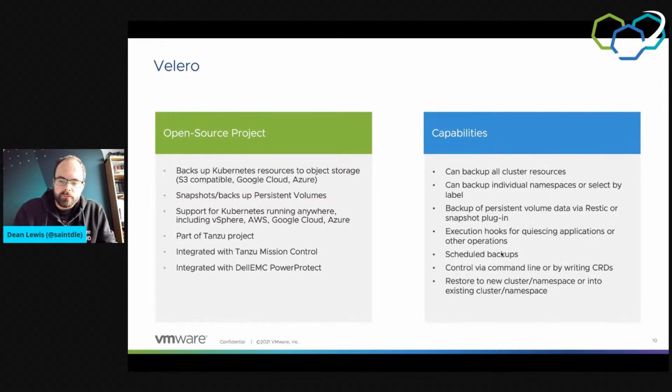In terms of capabilities on the right-hand side, so we can back up all cluster resources that we talked about before, back up individual namespaces, or we can do items and objects based on label selectors. We can back up that persistent volume data either using a plugin called Restic or via the CSI snapshot capability.